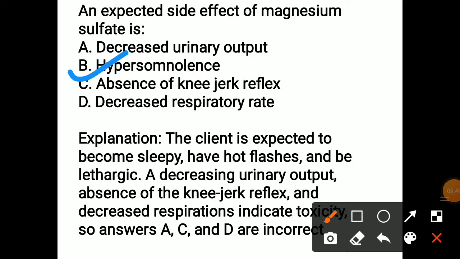hypersomnolence. Explanation: the client is expected to become sleepy, have hot flashes, and be lethargic. A decreasing urinary output, absence of the knee-jerk reflex, and decreased respirations indicate toxicity. So answers A, C, and D are incorrect.